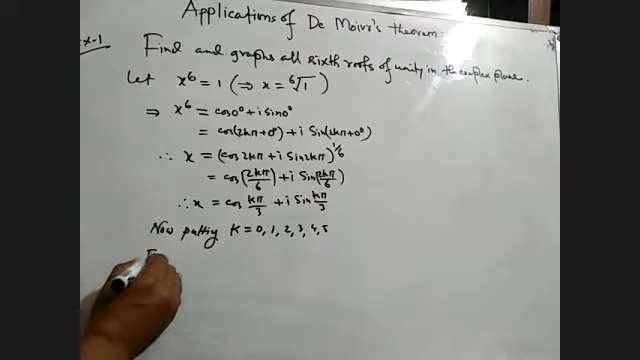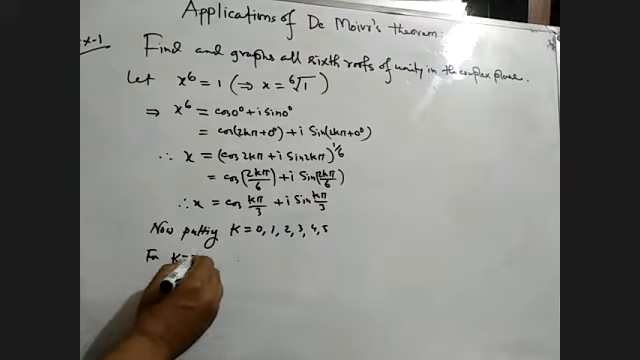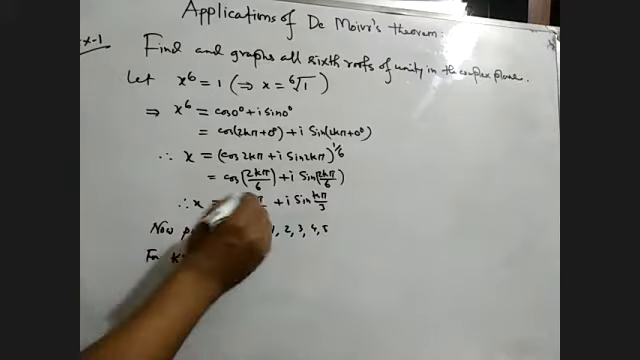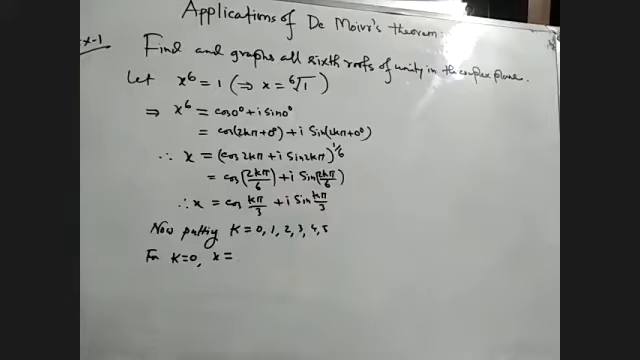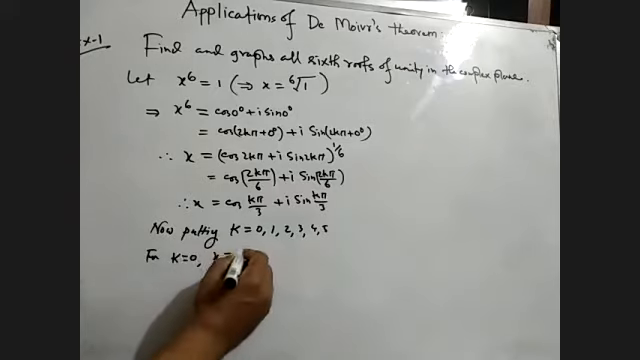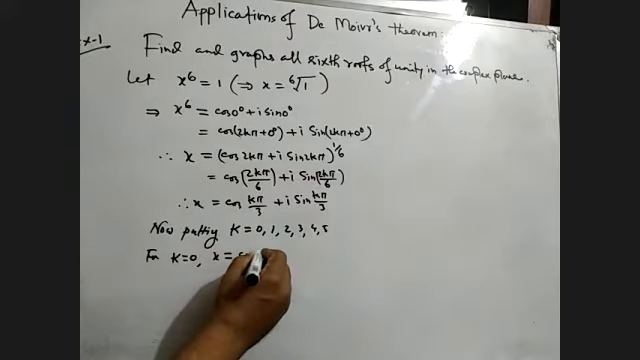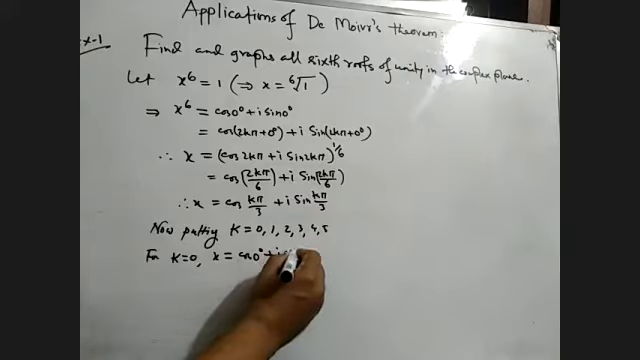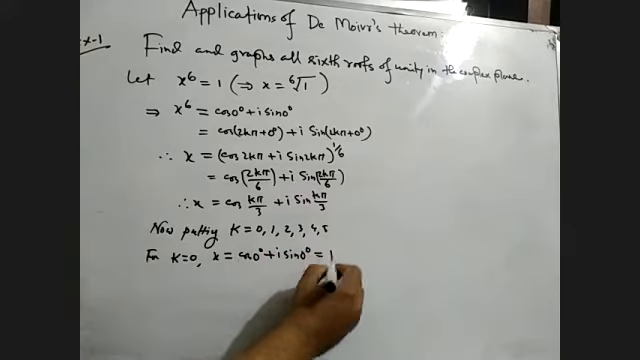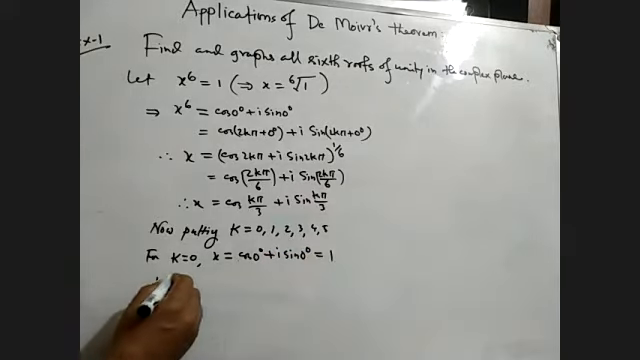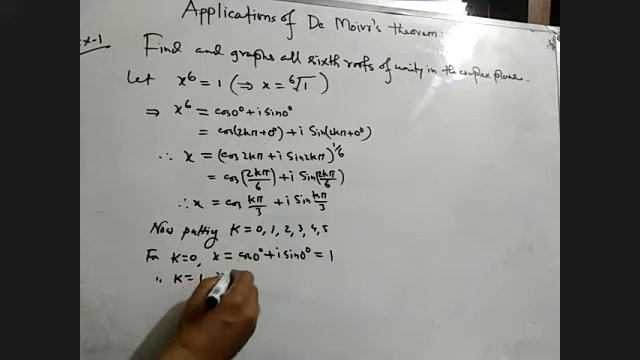Now for k equals 0, x equals cos 0 degrees + i sin 0 degrees. This equals 1. For k equals 1, x equals what will be?